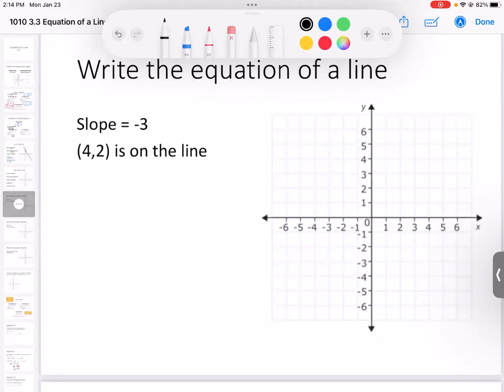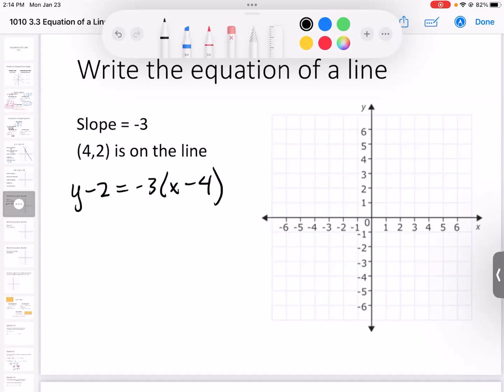On this one, if you're asked to write the equation of a line, in general, you want to look at what they're giving you and decide which of the two forms is going to be the most useful. So in this case, since they gave us a slope and they gave us a point, that means we would use point slope form because we have all the information we need for that. So we would write that as y minus 2 equals the slope times x minus 4. And that would be the equation in point slope form.